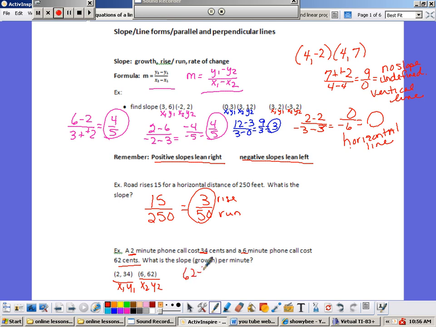So 62 minus 34 over 6 minus 2. 62 minus 34 is 28 over 4, which is 7. Okay? And this was minutes and cents, so it's cents per minute, because x is one on the bottom. So there's a 7 cents per minute increase or growth.